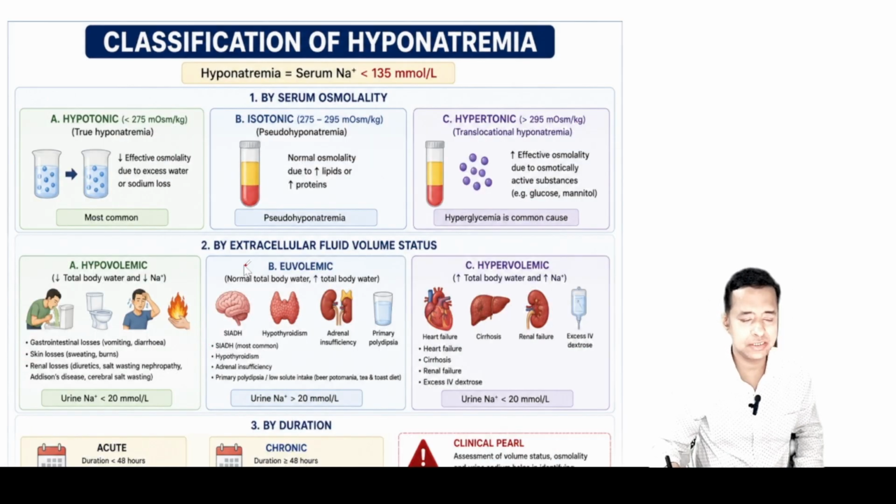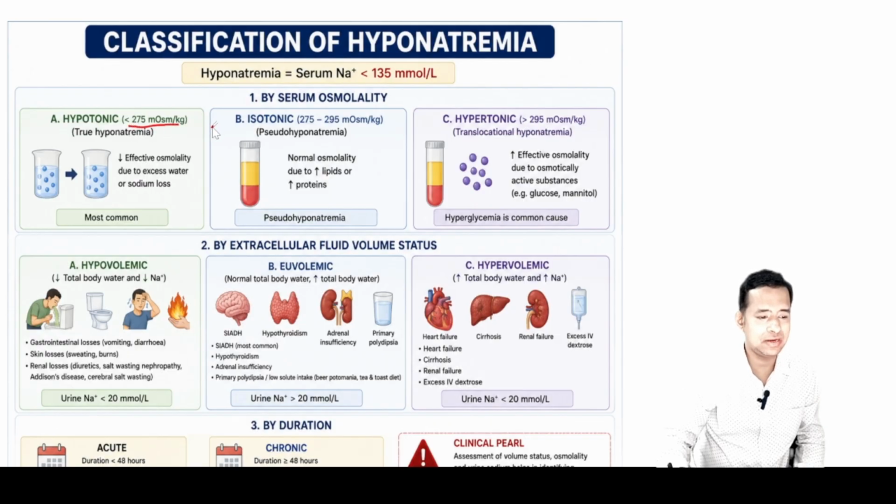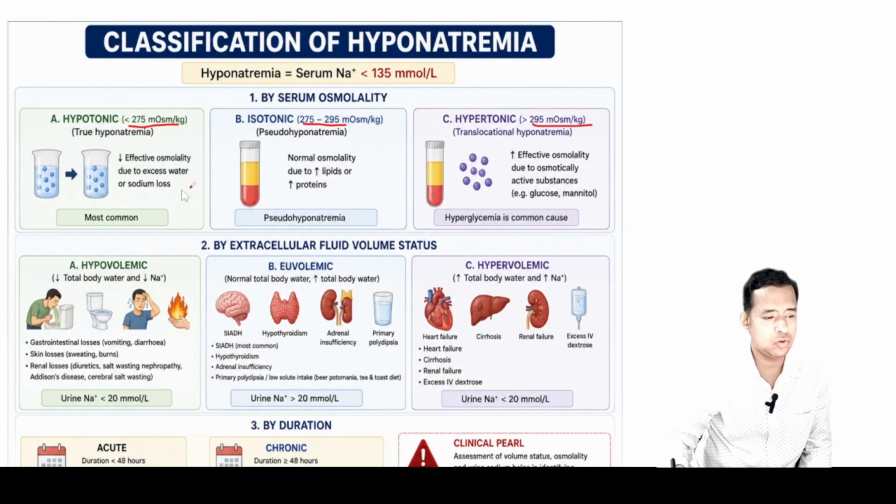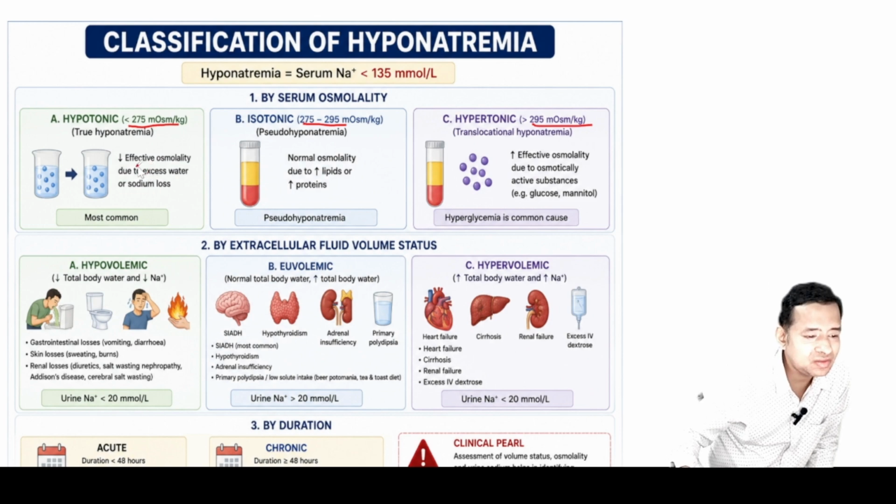So classification of hyponatremia, group 1 is by serum osmolality. Serum osmolality lesser than 275 is hypotonic, 275 to 295 is isotonic, and greater than 295 is hypertonic. We have to know this. Pseudohyponatremia has a normal osmolality. And here, decreased effective osmolality due to excess water or sodium loss is most commonly seen.